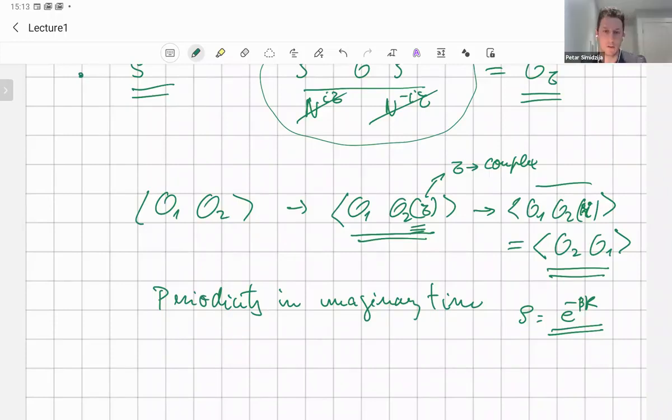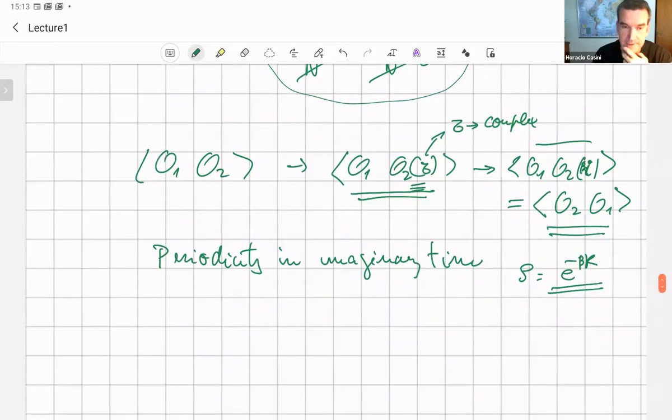Okay, so it's just a mathematical definition. I don't have to think about any physical meaning behind it. And somehow it's going to be useful. Well, we will see what this modular flow is in some examples, and that will be more interesting in that case. Okay.